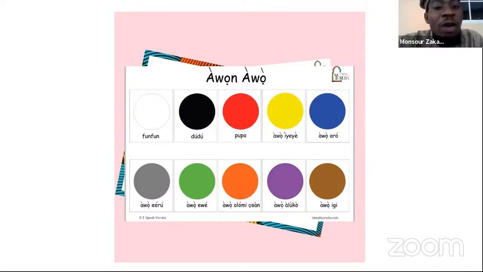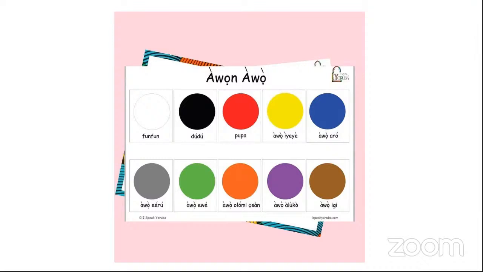Eru. Letter R is there. Awo eru. Yes. Green, yes, let us move on. So the color green is awo ewe. Yes, ewe.